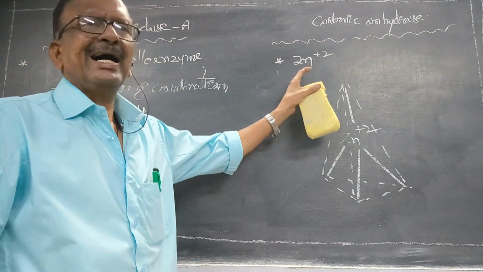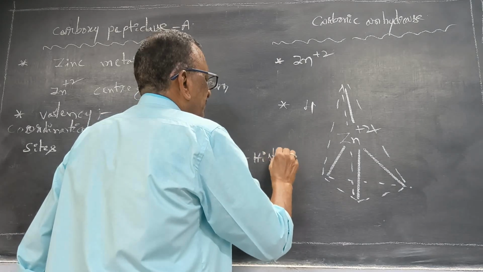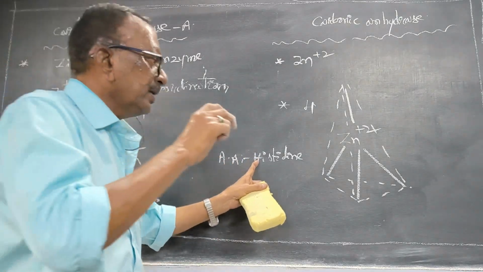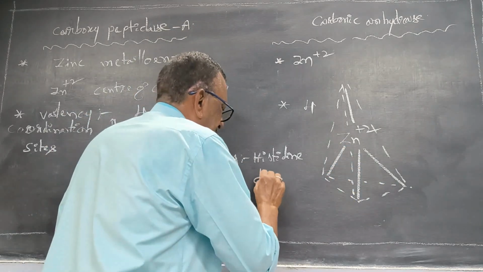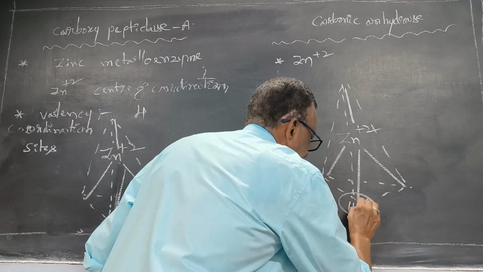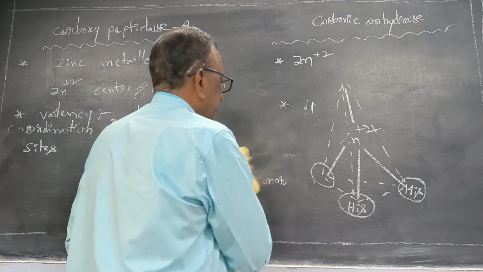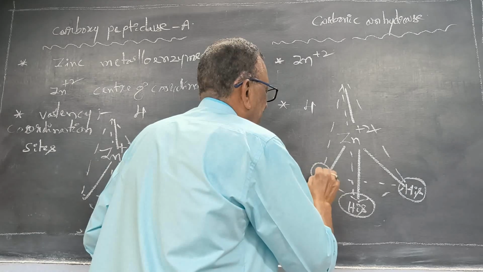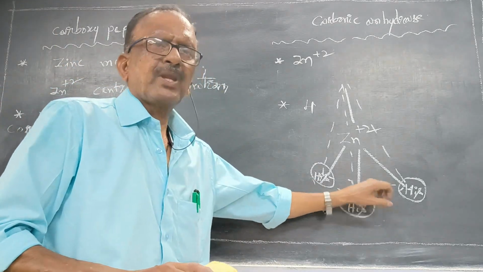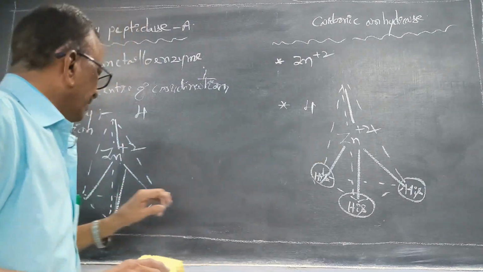In the case of carbonic anhydrase, one amino acid by name histidine. 3 histidine amino acids, they will link with zinc metal ion. How? With one donor atom. No need to represent the donor atom. Here you just write HIS. Here also one HIS. Here also one histidine. HIS. So with the help of a donor atom, 3 histidine amino acids, they will occupy the 3 coordination sites of this zinc.